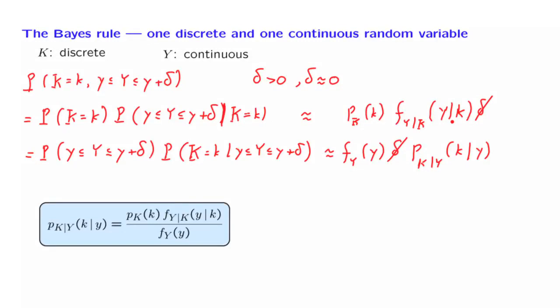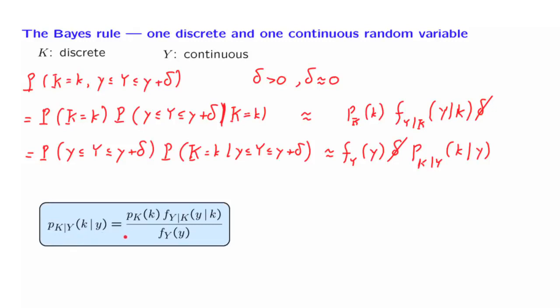It gives us the conditional probability of a random variable k given that a certain continuous random variable y has taken on a specific value. So this version is useful if we have a continuous noisy observation y on the basis of which we're trying to make inferences about the discrete random variable k.